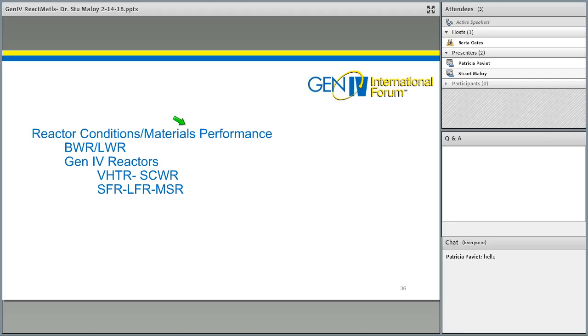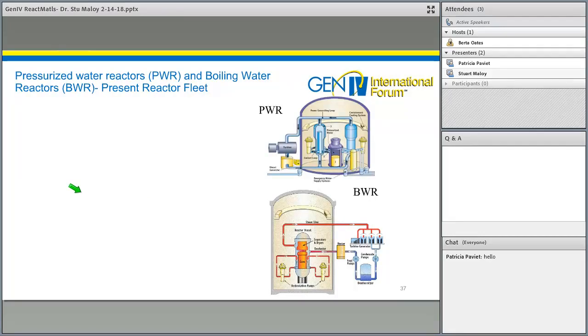So now I'd like to shift gears a little bit and talk to you about the different reactors and their different reactor conditions and how that affects material performance. I'll talk initially about boiling water or light water reactors just as a background, and then get into the different Gen 4 reactor types, the thermal reactors as well as the fast reactors. So the ones that most people are familiar with, that produce most of the nuclear power in the world, are pressurized water reactors and boiling water reactors.